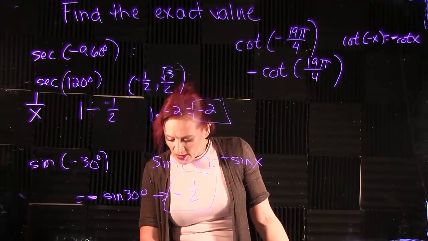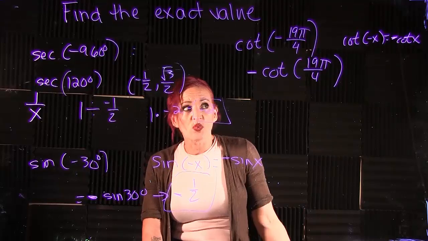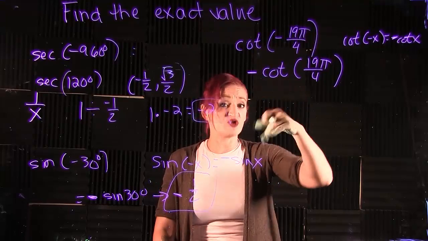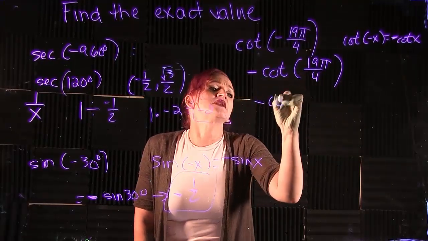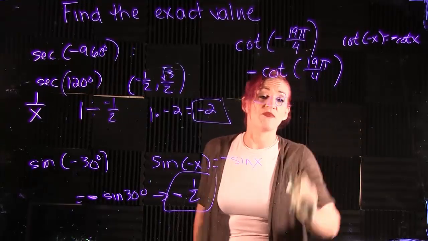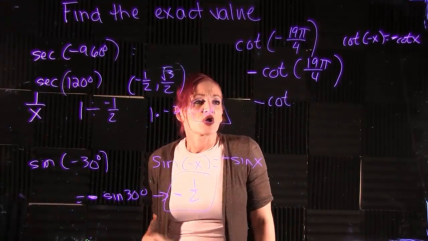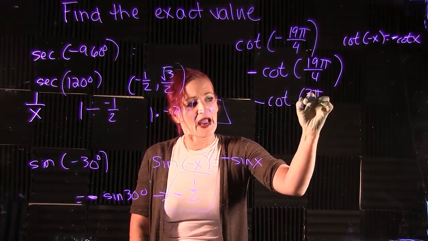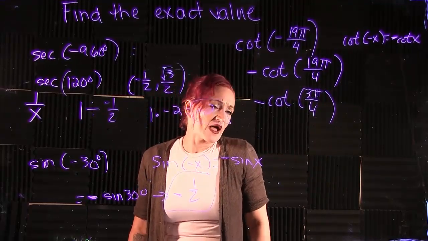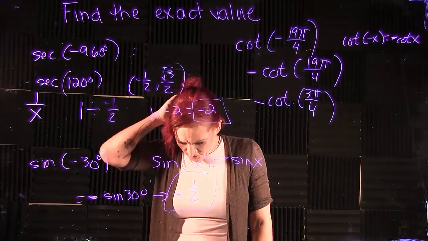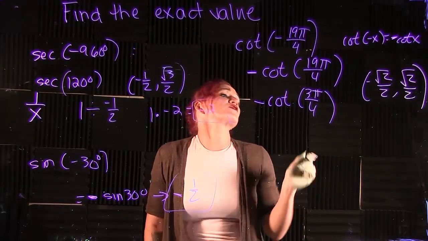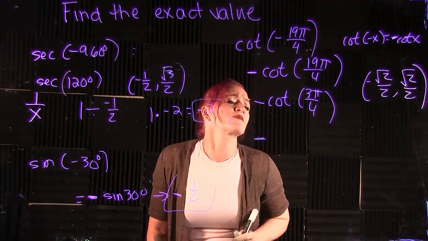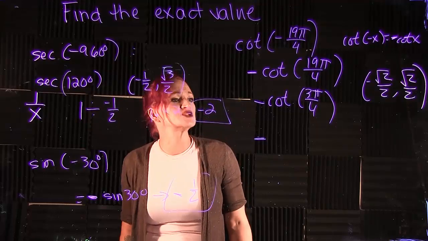Now, in order to get this angle to something that we can work with, since it's now positive, we're going to subtract 2 pi to get us a measure between 0 and 2 pi, right? We're going to find the coterminal angle here. Coterminal angle of cotangent of 19 pi over 4 would be 3 pi over 4. So we're going to find the value for negative cotangent of 3 pi over 4. Now, the coordinate for 3 pi over 4 is negative square root of 2 over 2, comma square root of 2 over 2. So let's drop down our negative.